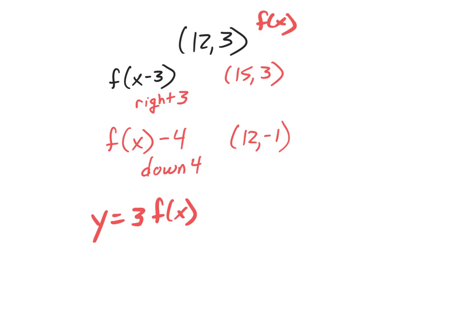F of x is really a fancy way of saying y, right? Way back from chapter 1 when we talked about function notation, we said f of x really replaces the y. So this is really saying 3 times y. F of x is y. So we're going to take the y value, which is 3, and multiply it by 3, which is going to stretch it by 3. You don't necessarily have to say that it's stretching by 3, but my new point here would be 12.9. We're going to take the y value, and we're multiplying it by 3.